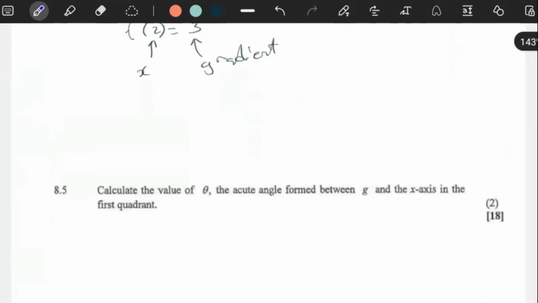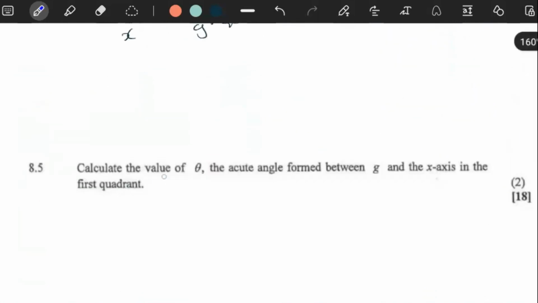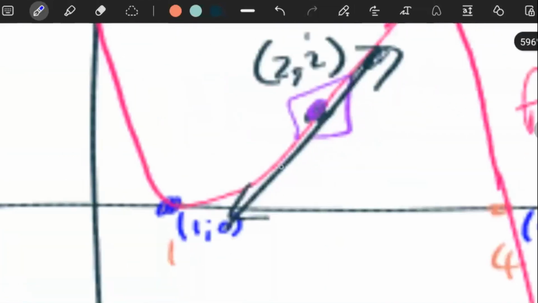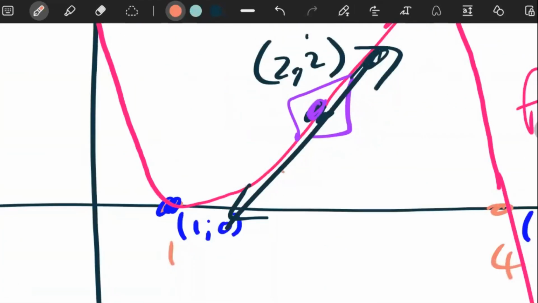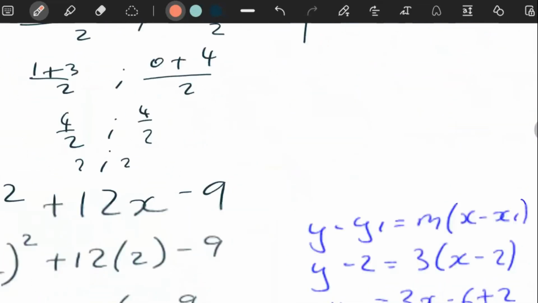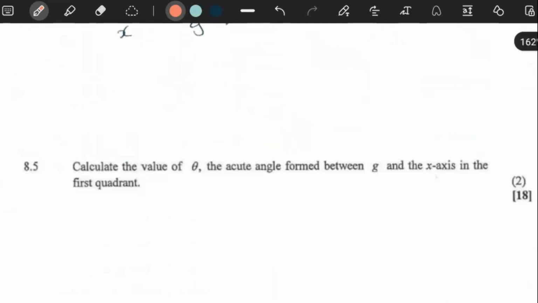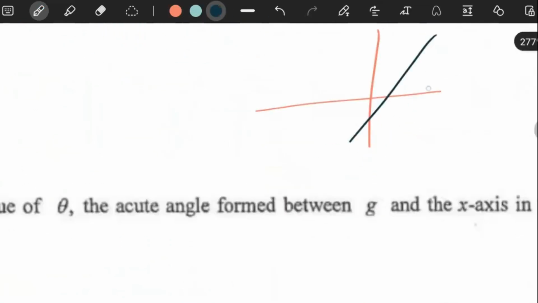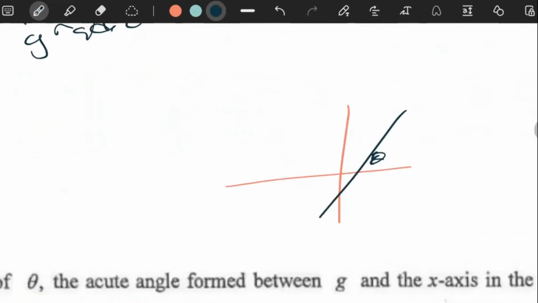But anyways, let's move on to 8.5. 8.5 says calculate the value of theta, the acute angle formed between g and the x-axis in the first quadrant. So it's this graph here. It's this angle. You see, that's the angle they want us to work out. Now that's easy to do because remember, anytime you need to work out an angle with the x-axis, all you need is the gradient of the line that you're working with. And the gradient here is positive 3.